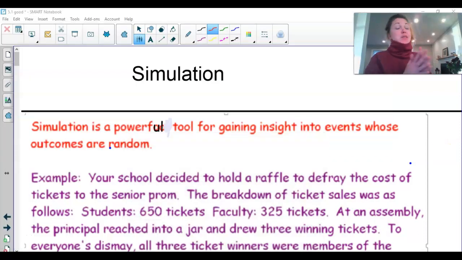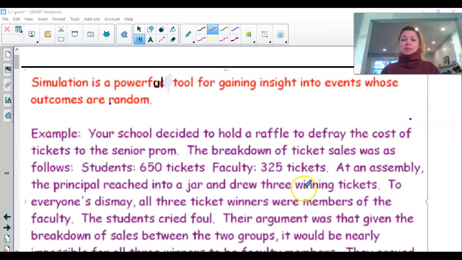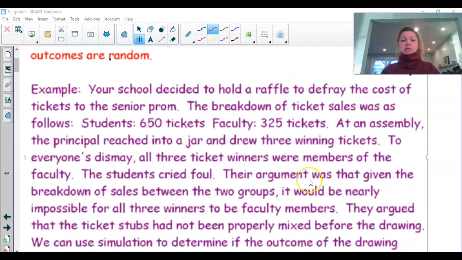All right, ladies and gentlemen, so now we're going to finally get to that simulation problem that I talked about in the previous video when we were talking about representing numbers as events or outcomes. Again, we just had a raffle. There were 650 student tickets and 325 faculty tickets. The principal reaches into the jar, 3 are winning tickets, and they're all faculty. So the students are so upset. They argued that it wasn't properly mixed.